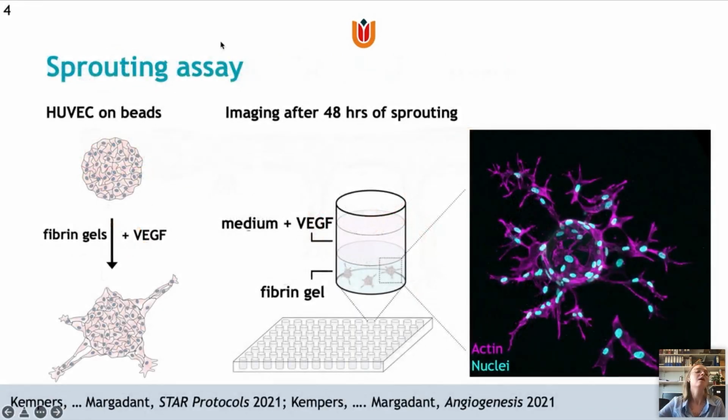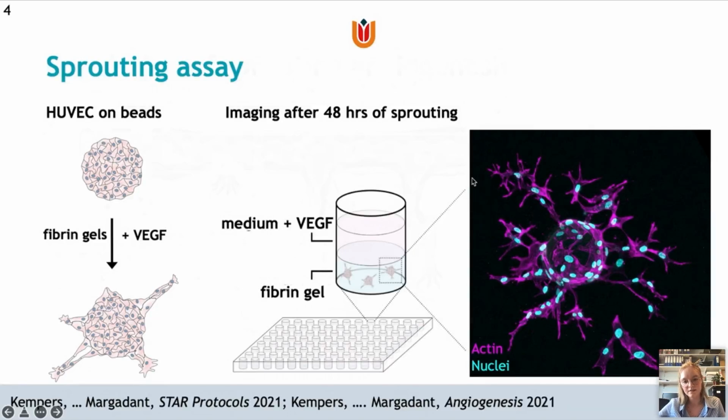In our lab, we have optimized the sprouting assay, which is an in vitro assay in which we can visualize sprouting angiogenesis. To do this, we have collagen-coated beads on which we coat endothelial cells, which are HUVECs. These beads are put in a fibrin gel in a 96 well plate, as you can see here. And upon stimulation with VEGF, so just normal culture medium, these cells will start sprouting. It's a very high throughput assay, and we can do very many conditions at the same time.